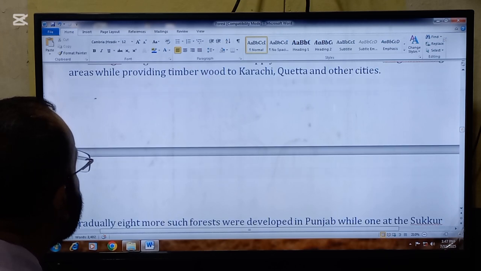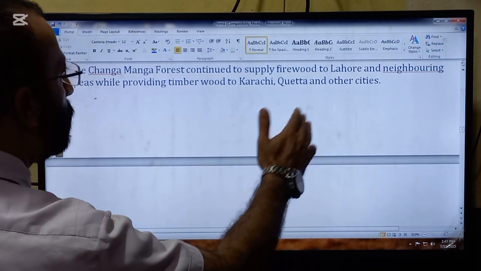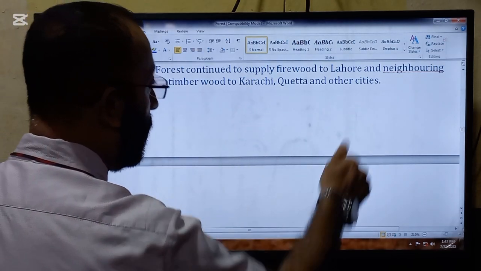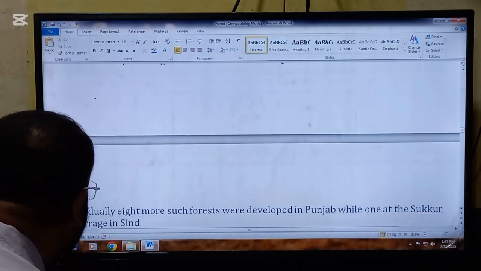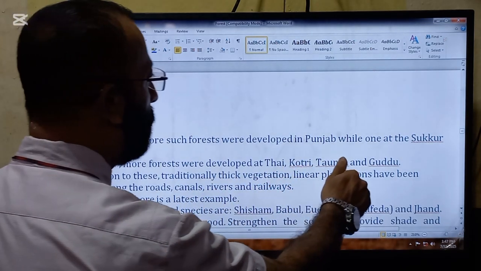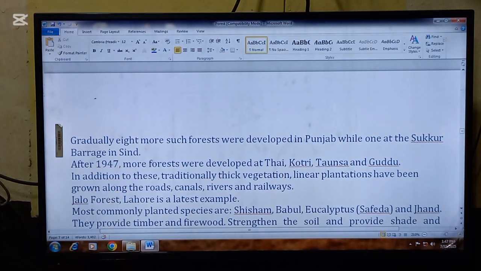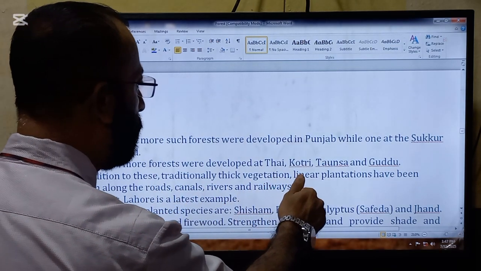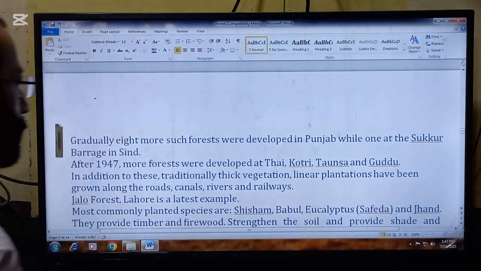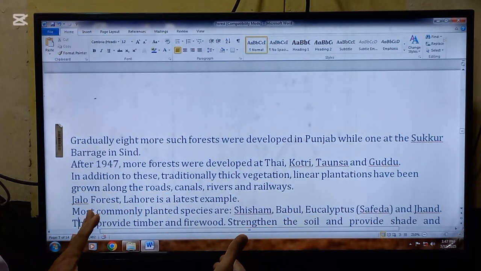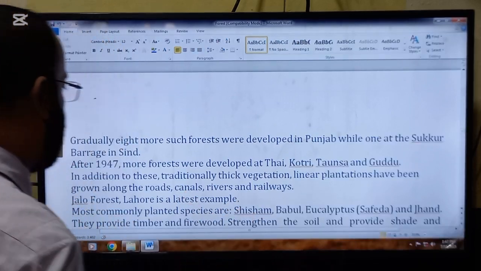The Changa Manga forest continued to supply firewood to Lahore and neighboring areas while providing timber wood to Karachi, Quetta, and other cities. Gradually, 8 more such forests were developed in Punjab, while one at the Sukkur barrage in Sindh. After 1947, more forests were developed at Thal, Kotri, Tonsa, and Guddu. So these are the areas where after partition of the subcontinent, man-made forests were developed.